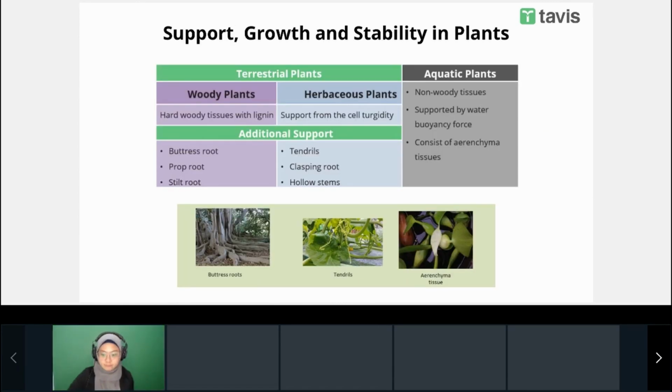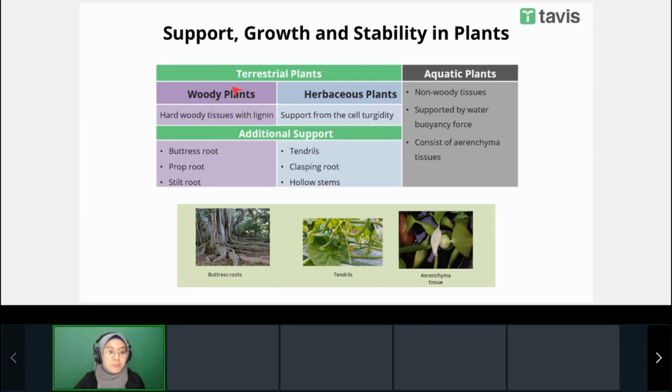Okay, now let's talk about plants. We are done talking about animals. We are done talking about humans. Now we are going to talk about plants. The support system in a plant, the growth in a plant. We divide the plants into two categories. The first one is terrestrial plants and the second one is aquatic plants.